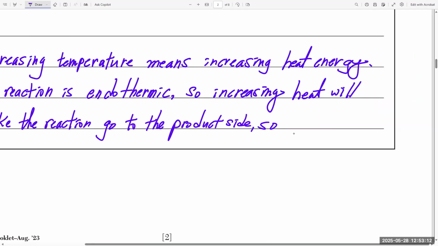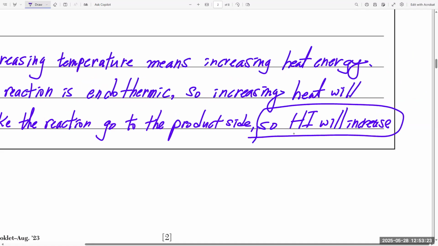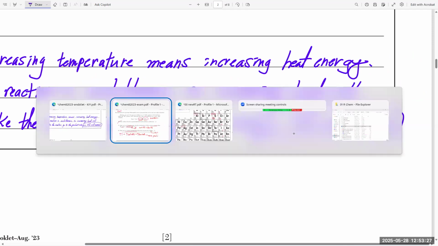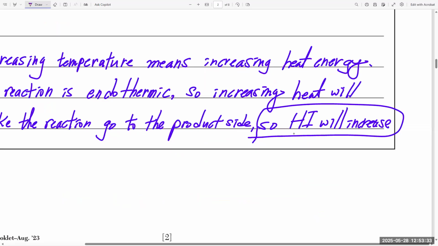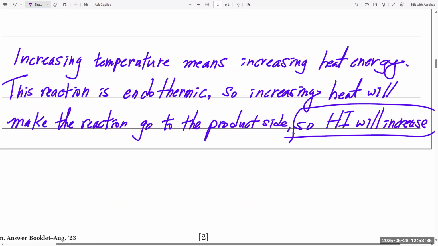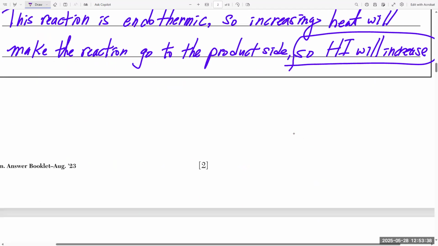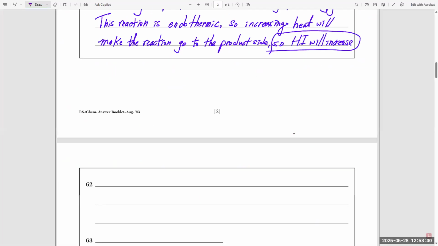So HI will increase, right? Now, this is really important. In fact, I should have started my answer with that because they wanted to know the effects, right? So I should have started with the effects and I should have started my answer with the HI will increase, but that's okay. I said it in the end. All right, let's go to 62.